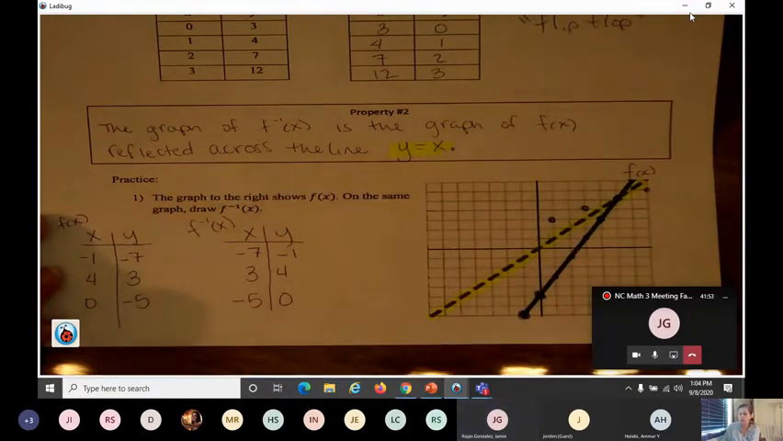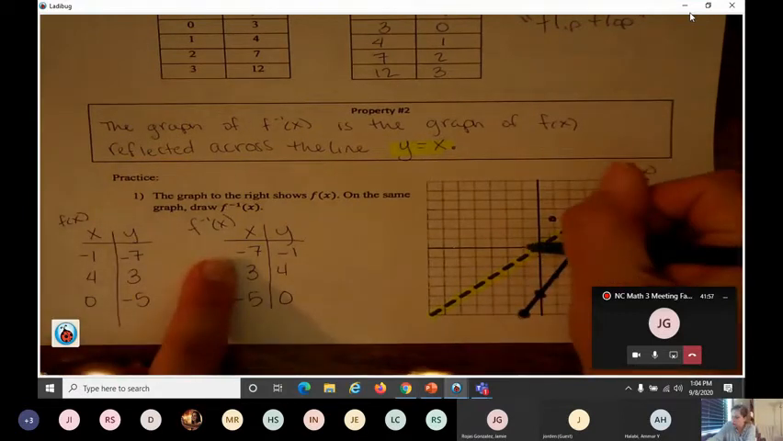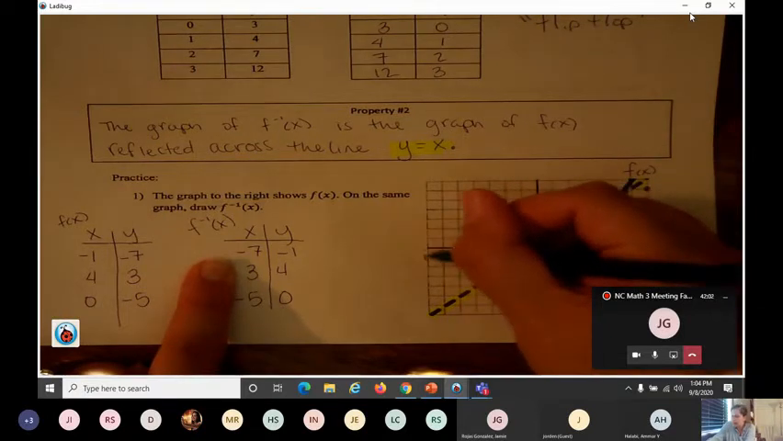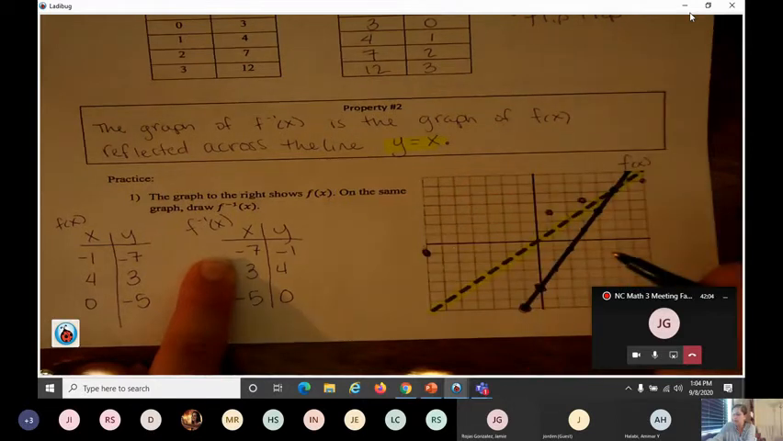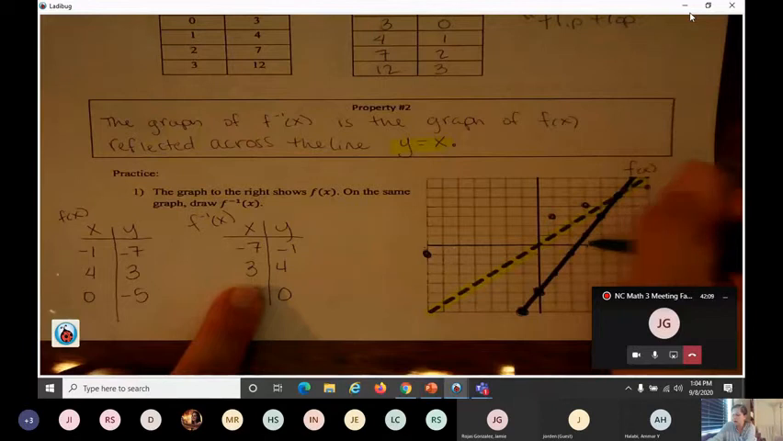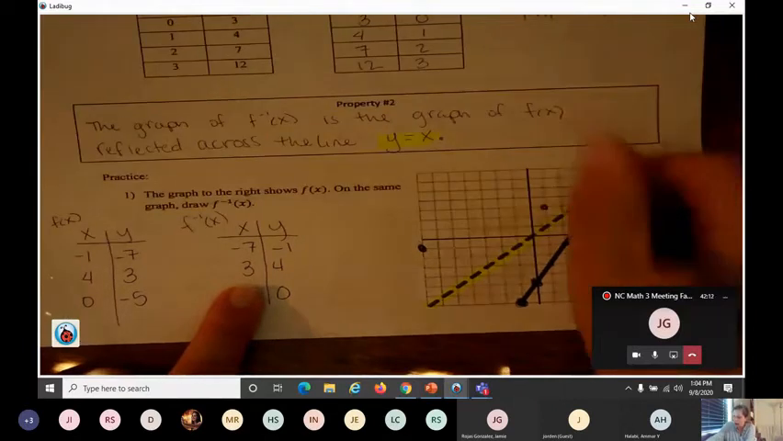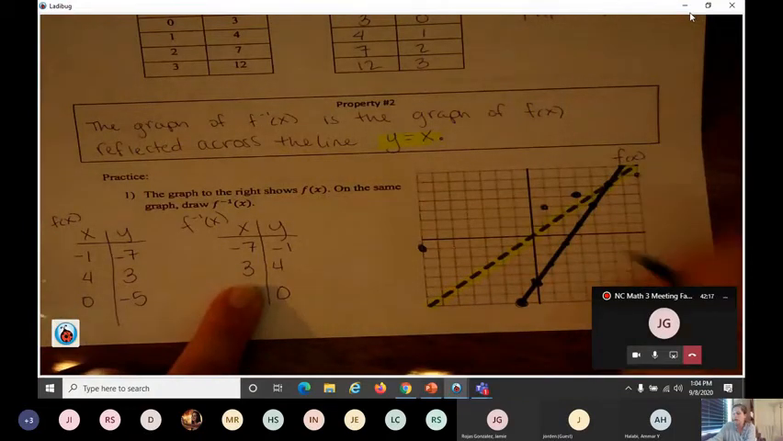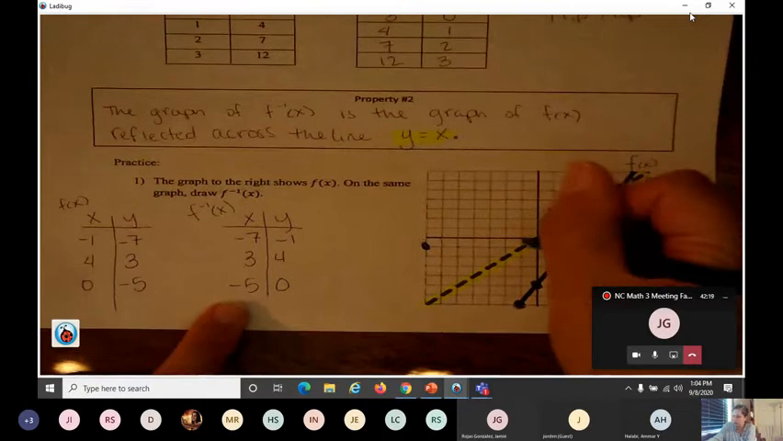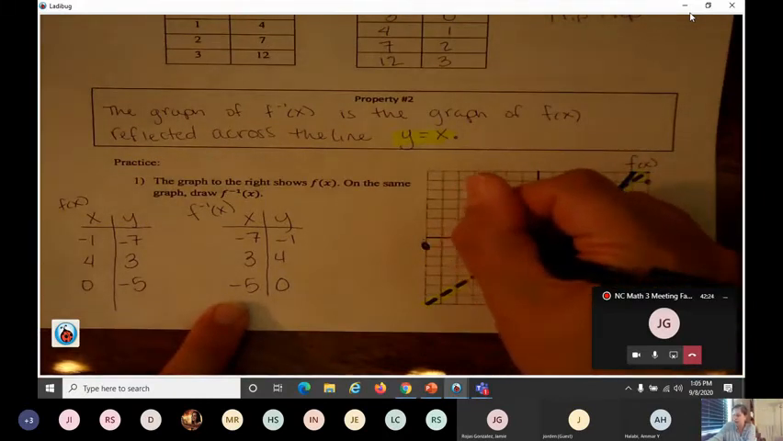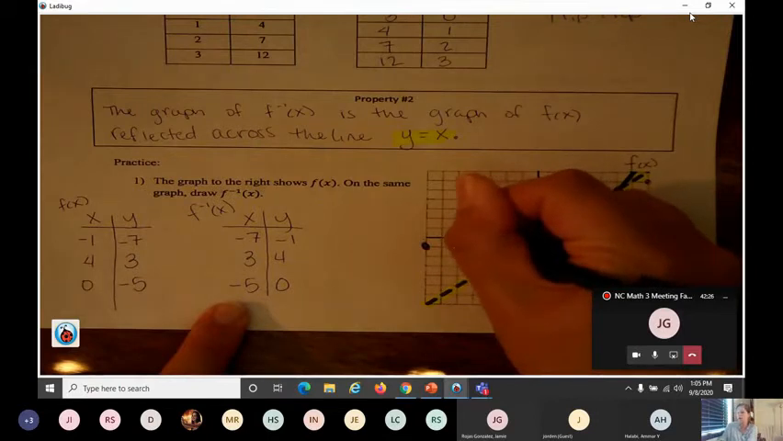So I can plot these on my graph, okay? If I go left 1, 2, 3, 4, 5, 6, 7, I'm down 1, I should have a point right here on my inverse function. If I go right 1, 2, 3, and up 1, 2, 3, 4, I should have a point right here on my inverse function. And if I go left 5, 1, 2, 3, 4, 5, and up and down 0, I should have a point right here on my inverse function.